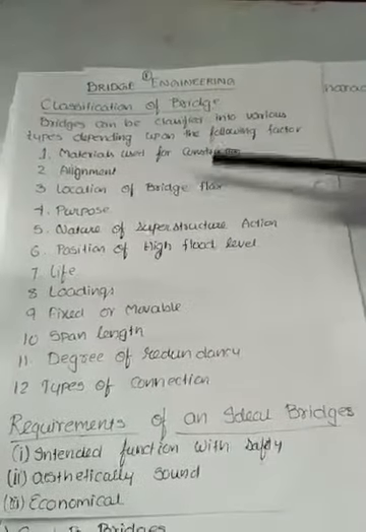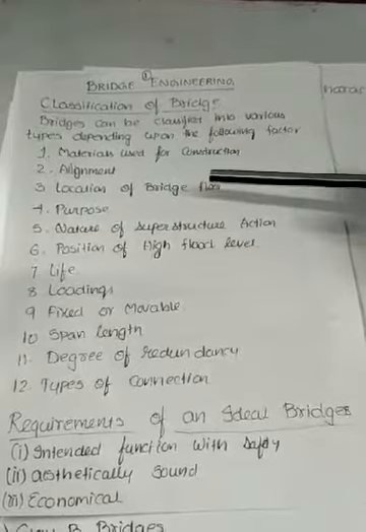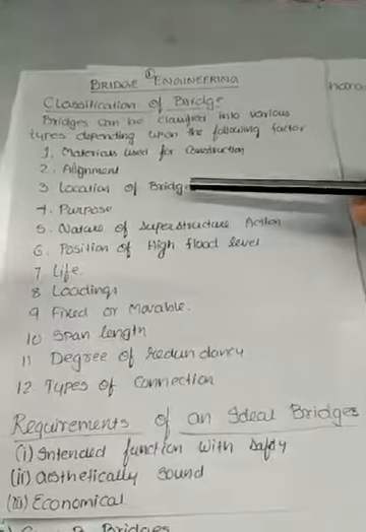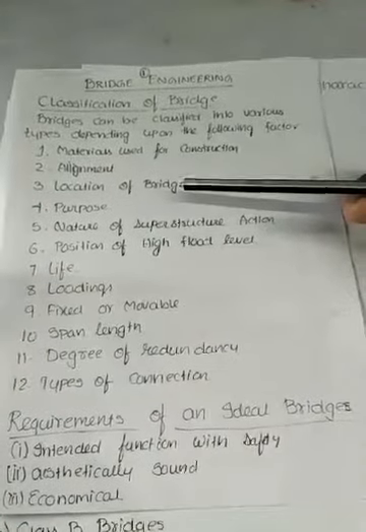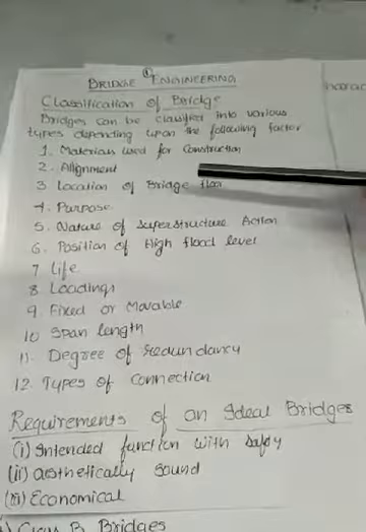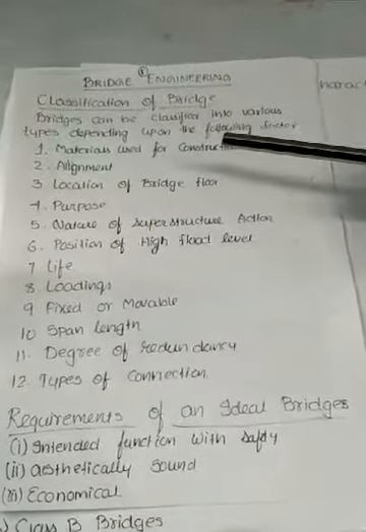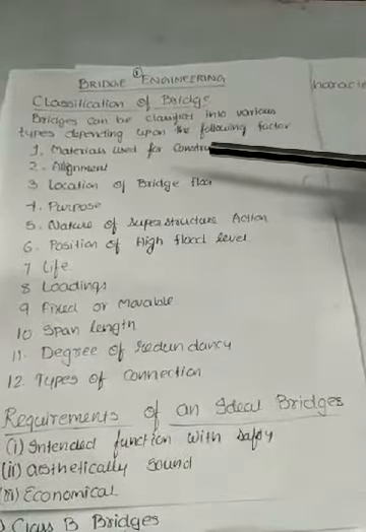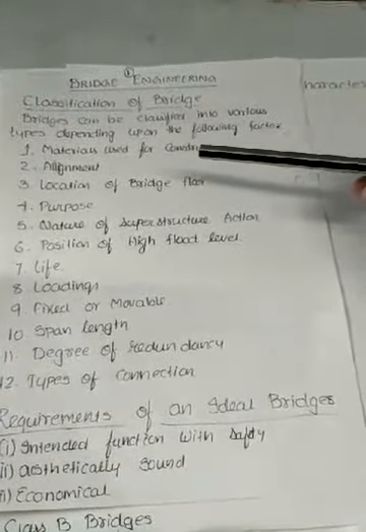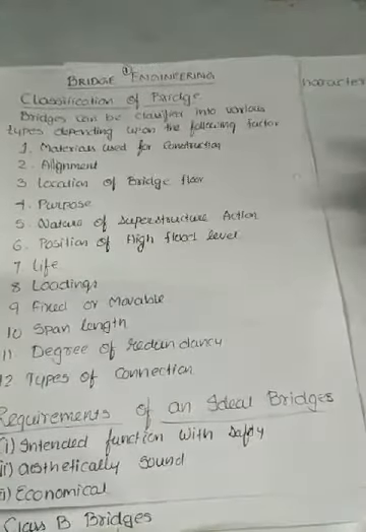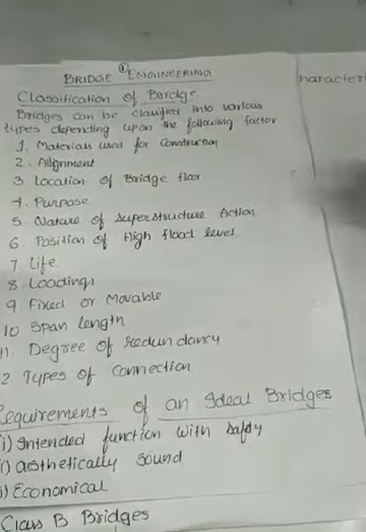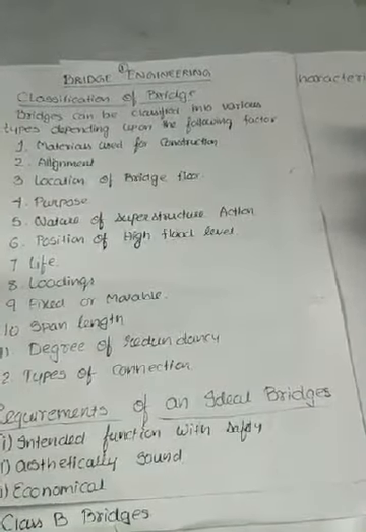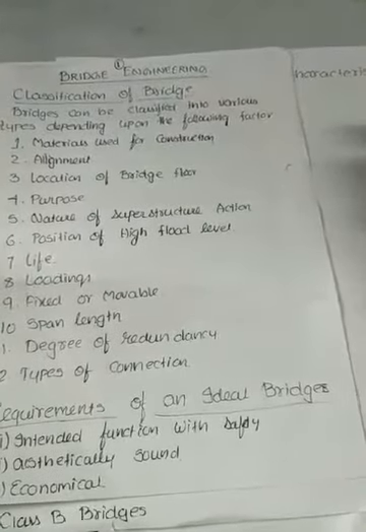Next, alignment. Under this, the bridge can be classified as straight or skew bridge. Next, location of bridge floor. Under this category, bridges can be classified as deck, semi-through or through bridges. Next, purpose. Under this, the bridge can be classified as aqueduct, viaduct, highway bridge, railway bridge, and footbridge.